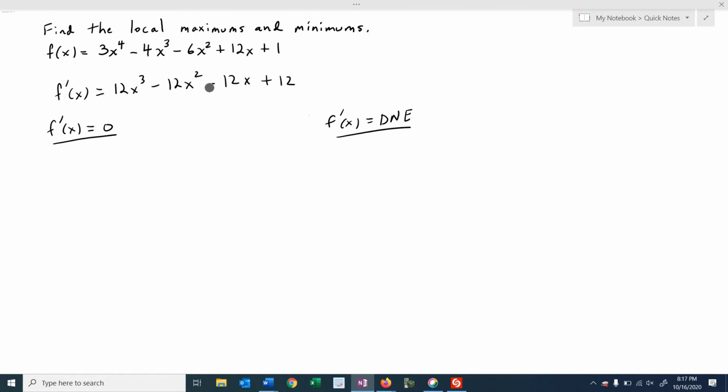This is a third degree polynomial, right? The derivative is a third degree polynomial, and we know that polynomials exist for all numbers. You can think about that: if you plug any number in for this x, you're going to get a number out. So the derivative always exists for any x value that you plug into it, and so this never happens. We don't get any critical numbers here. That's basically telling us that the function doesn't come to any of these sharp corners.